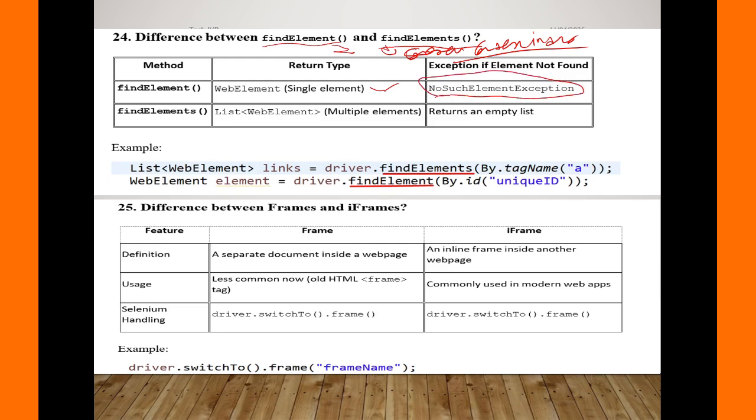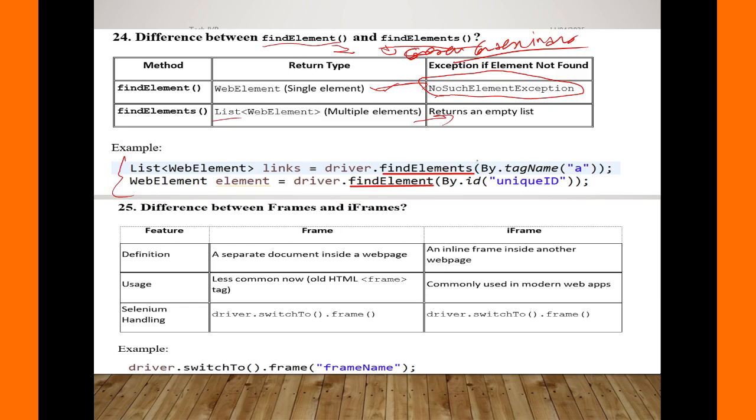This is a counter question. If the interviewer asks what the difference between findElement and findElements is, you simply answer that findElement returns a single element, while findElements returns a list of elements. But the counter question is what kind of exception they throw. findElement throws NoSuchElementException, and findElements returns an empty list. This is the List interface. So this is an example for findElement and findElements.